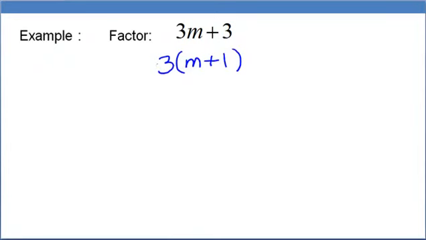So you have to put the 1 in here. Let's check it by distributing. 3 times m is 3m, and 3 times 1 is 3.